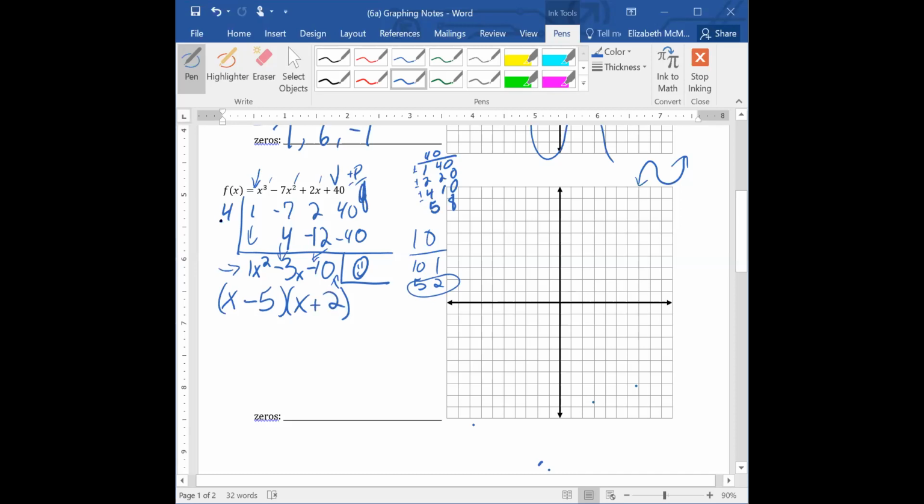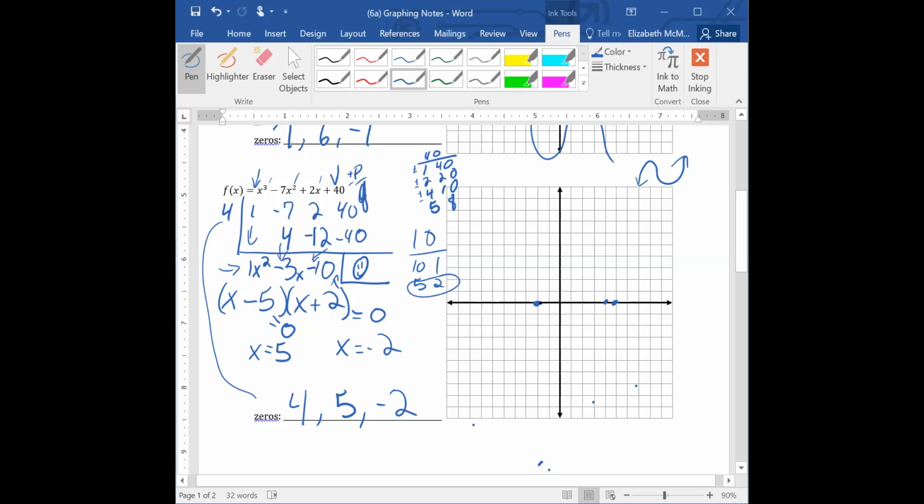So now we can list our zeros. First off, I know that 4 is a zero. I need to set each of these pieces equal to 0 so I can find out what my other two zeros are. So this is going to be x equals 5, and this would be x equals negative 2. So my other two zeros are 5 and negative 2. Then I can plot my zeros on the graph. So x equals 4 and x equals 5 when y equals 0. x also equals negative 2 when y equals 0.